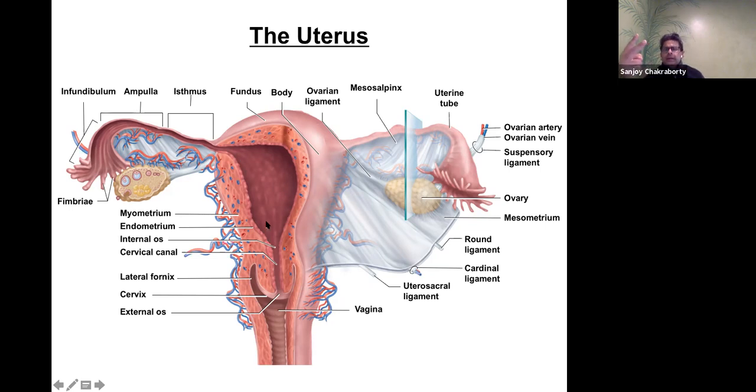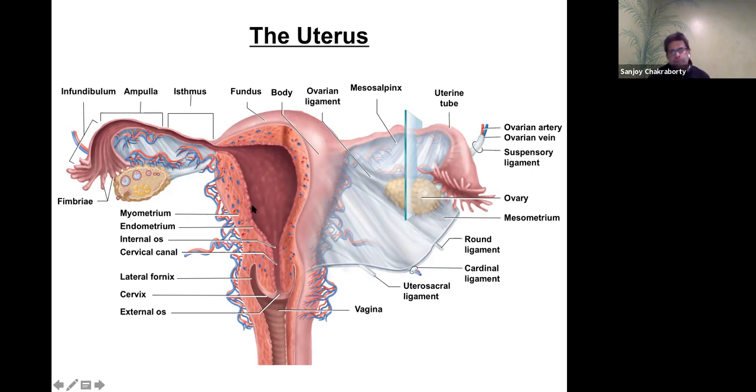Now, two things can happen. Either the egg gets fertilized or there is no fertilization, maybe because there is no sperm. If the egg gets fertilized, the story will be different, because then the fertilized egg will implant here and continue to grow.